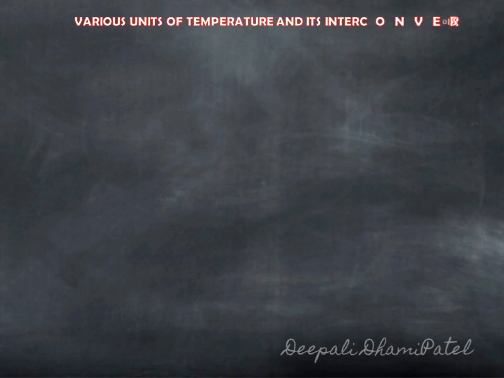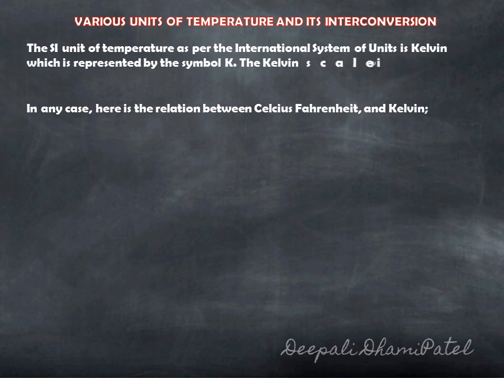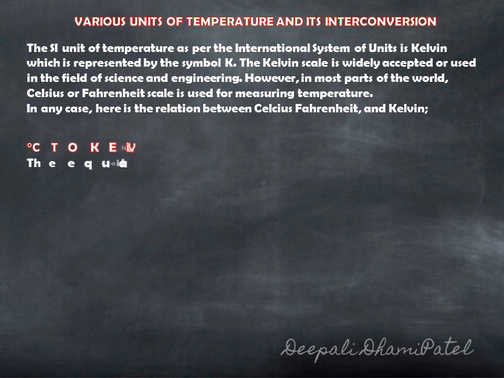Now let us see various units of temperature and its interconversion. The SI unit of temperature as per International System of Units is Kelvin, which is represented by symbol K. The Kelvin scale is widely used in the field of science and engineering. However, in most parts of the world, Celsius or Fahrenheit scale is used for measuring temperature. In any case, here is the relation between Celsius, Fahrenheit and Kelvin.